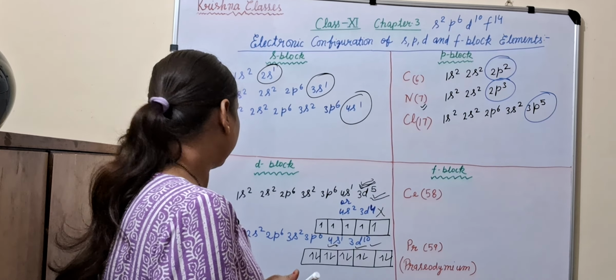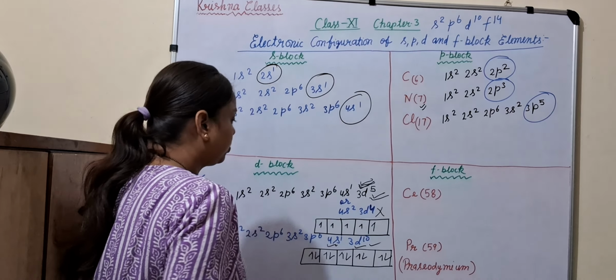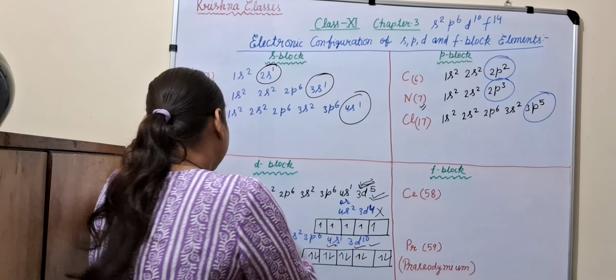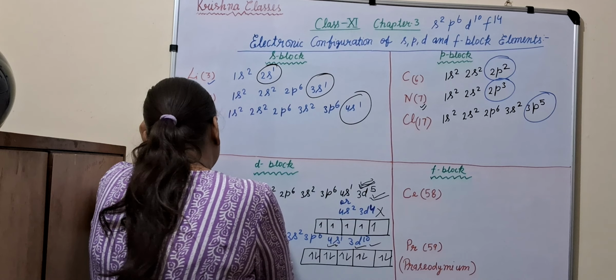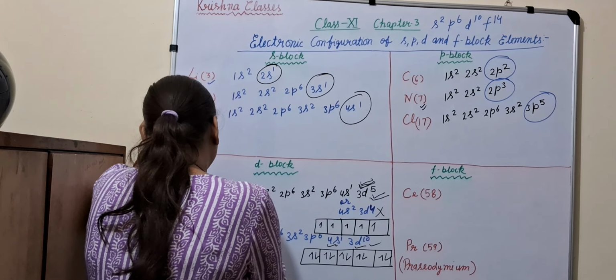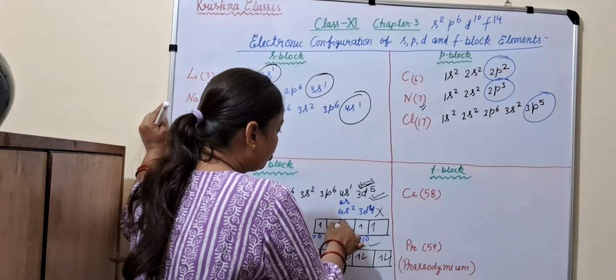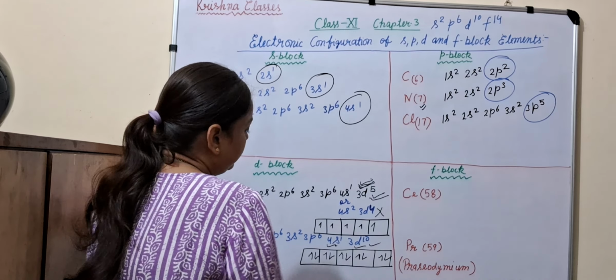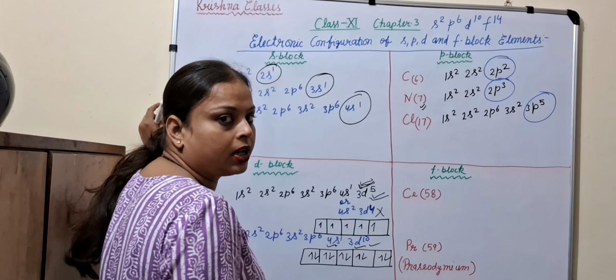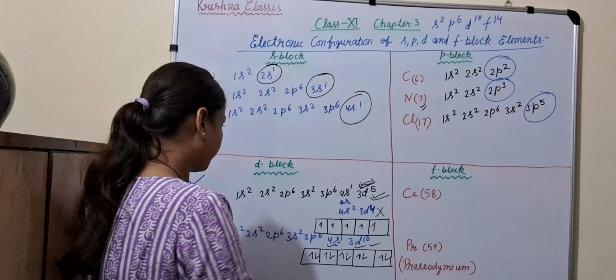Both are exceptional cases, chromium and copper. Most of the time this question arises in your exam: chromium and copper electronic configuration, and why do they show this type of configuration? Due to their more stability in half-filled and fully filled structures. Okay, so these are the exceptional cases.